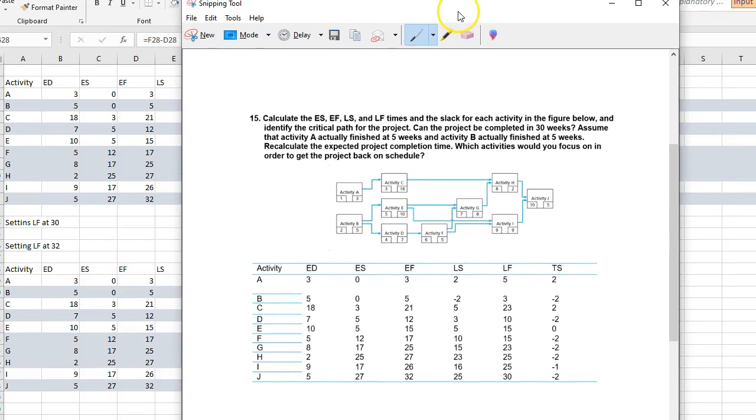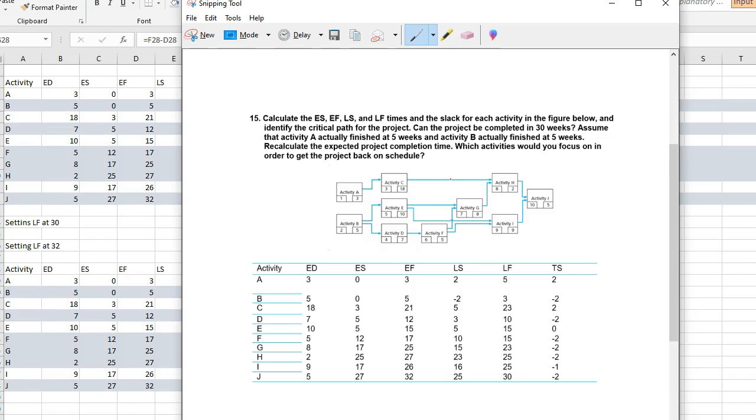Number 15 says early start, early finish, late finish times, and it actually gives us the diagram. So we would have to go backwards a little bit to get those predecessors. So I think we'll just show you in Excel kind of what we can do and how we can calculate some of that. So the book is a little odd, and it's another variation of the theme. So the book says, can we do this in 30 weeks?